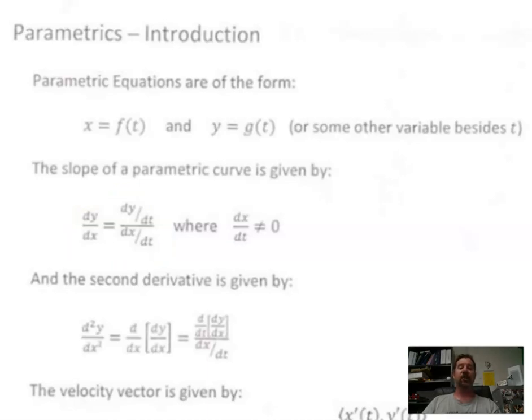The second derivative is the first derivative, dy/dx, taken with respect to x again. The way we do this parametrically is you take the derivative of dy/dx with respect to t, and then you divide that by dx/dt. Okay, so take the derivative of dy/dx with respect to t, and then divide by dx/dt. And you will see some examples of this down below here in a second.